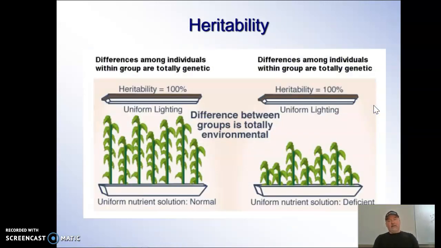So let's take a look at what we mean by heritability. I think we've looked at this slide before, but I just think it's so important to understand. So notice there is a difference within this pot. They have the same lighting, they have the same nutrition. So the heritability is the difference between these. The only difference between all of these plants in this pot is their genes. So we can say the difference here is complete heritability.